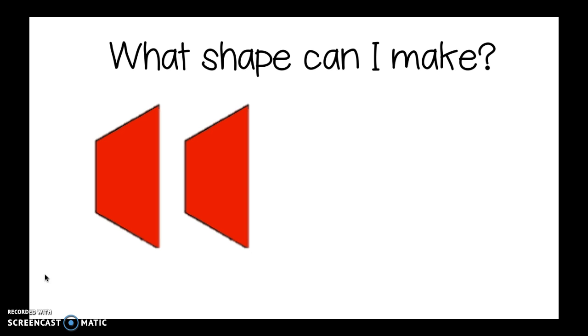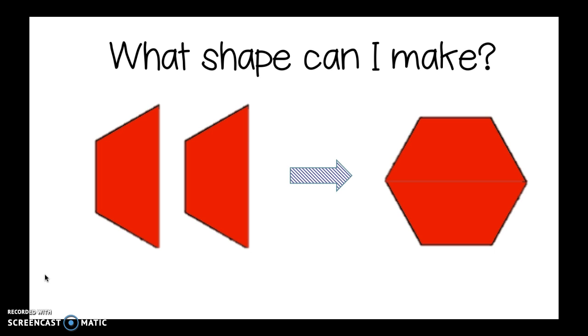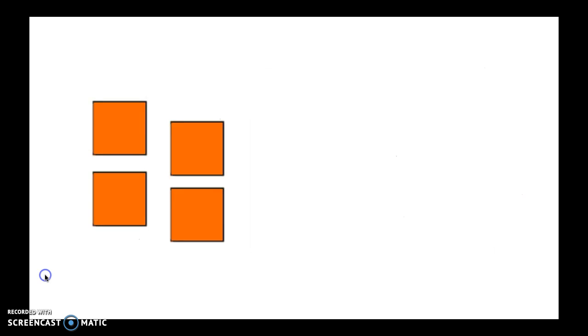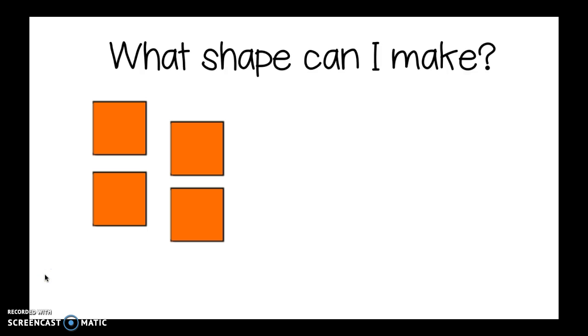Okay, you ready? Did you make a shape? All right, you can actually make a hexagon. You can put one on the bottom and one on the top. Wow, that's now 3 ways to make a hexagon. Oh my goodness gracious. I can take 2 trapezoid pieces and put them together to make one hexagon. Okay, what shape can I make now?